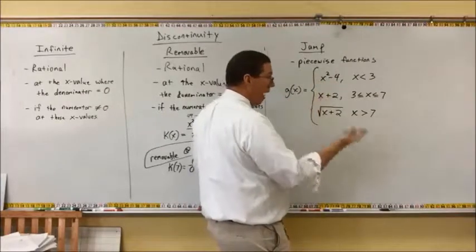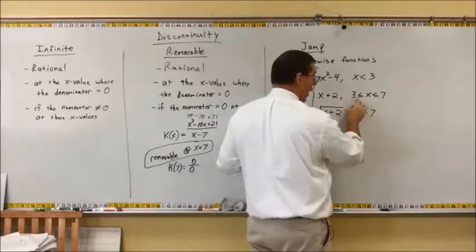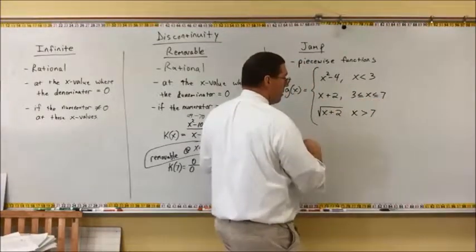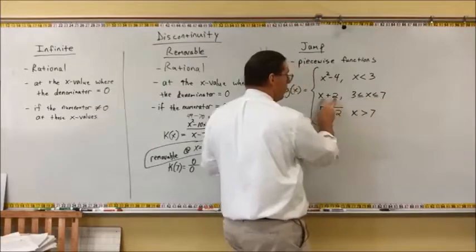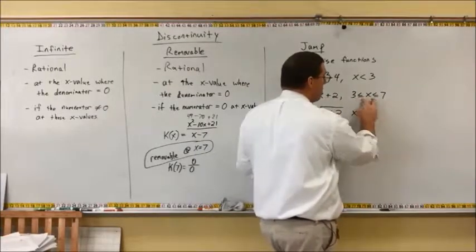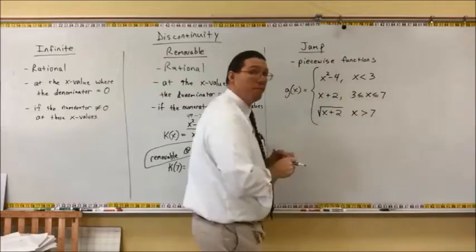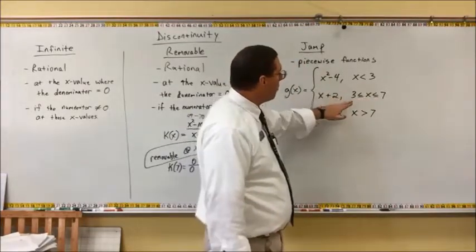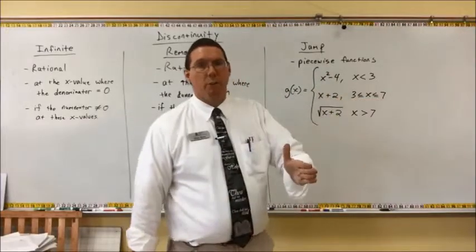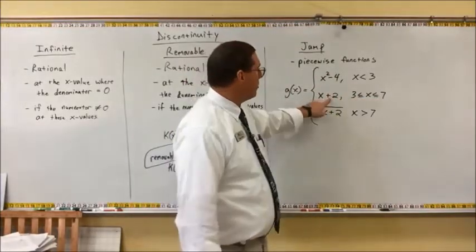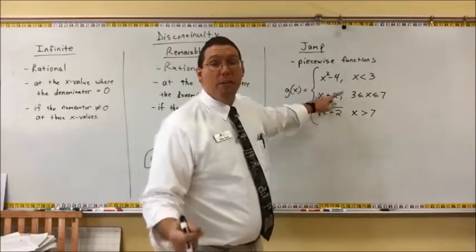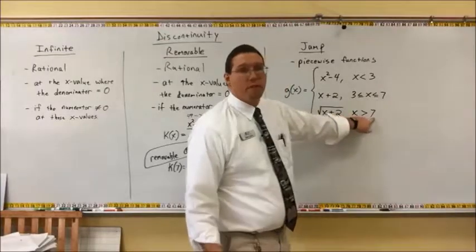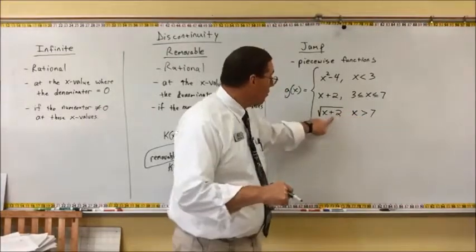If you're trying to calculate a value from 3 up to 7, so if you want to plug a 3 in, you're going to plug it into this piece. If you want to plug a 7 in, you're going to plug it into this piece. Why? Because this piece has the or equals to on both of them. If you wanted to plug in 5, you're going to plug it into this piece. Any x value between 3 and 7 is going to be plugged into this piece. But if you want to plug in a number larger than 7, when x is larger than 7, you're going to plug that number into this piece.